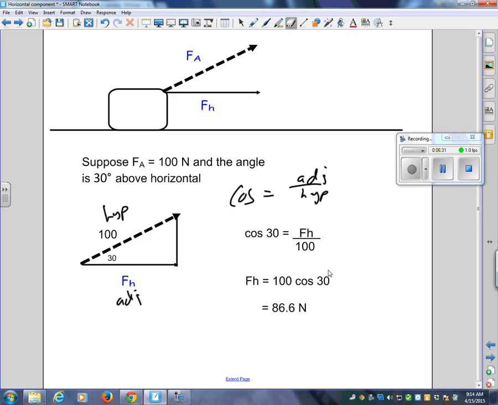Or I guess if you want to write it in a formula fashion, the horizontal component is the applied force times the cosine of theta. Okay, you can take that to the bank, deposit it. FH is equal to FA cos theta. Just one more formula in your vast array of knowledge.